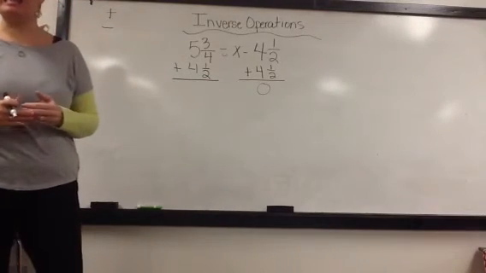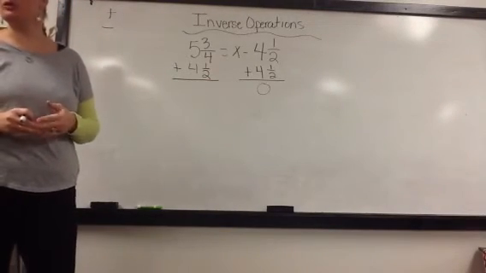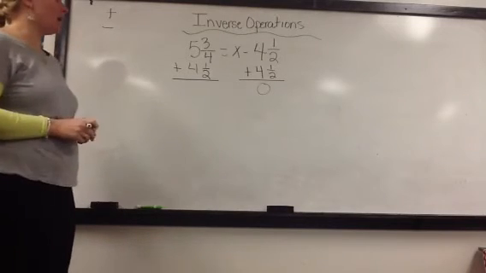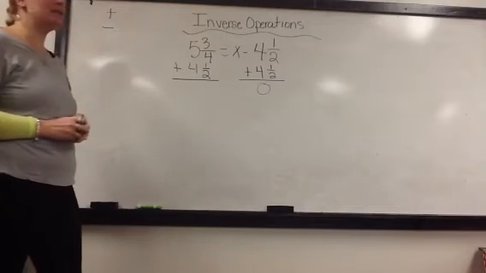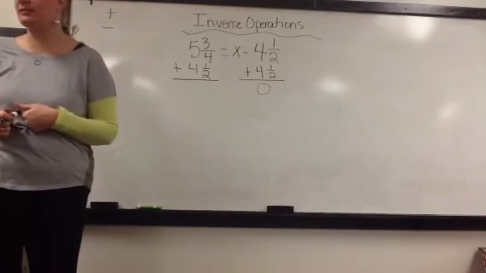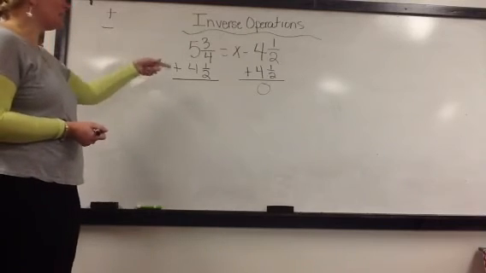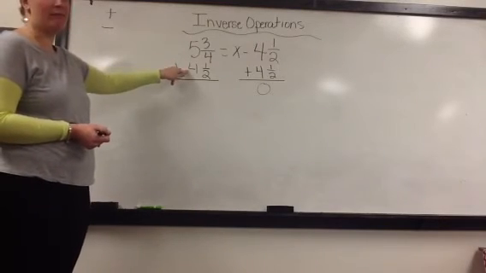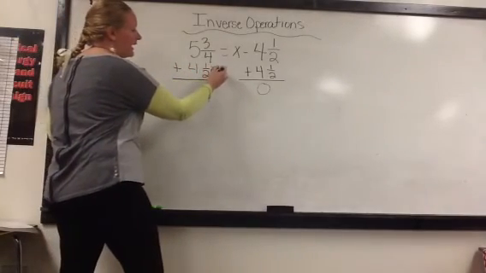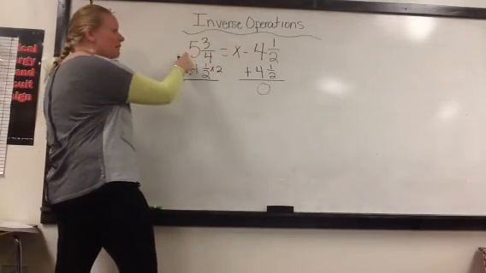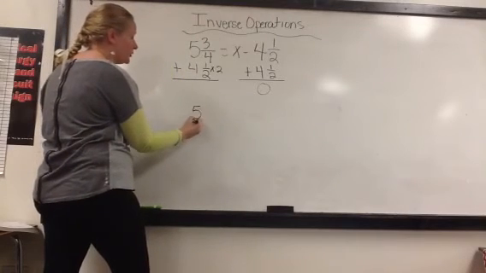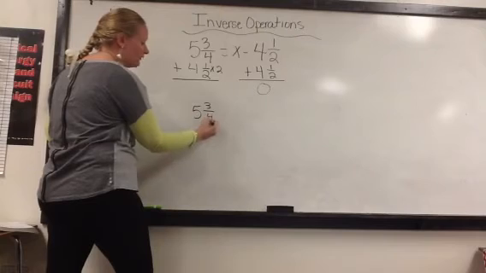I cannot add mixed numbers without having a what? A common denominator. So girls, what do I need to do? What is the lowest common denominator for these two fractions? 4. So I'm going to need to do what to this one? Because it doesn't have a 4. Multiply by 2. Okay, so I'm going to multiply this by 2. Can I just bring this one down? Yeah. I'm going to bring it down because it has the 4.